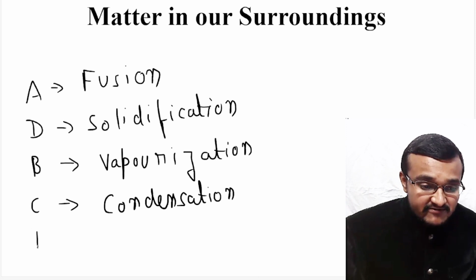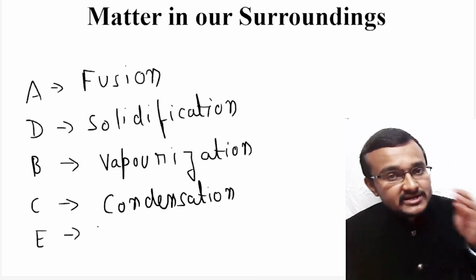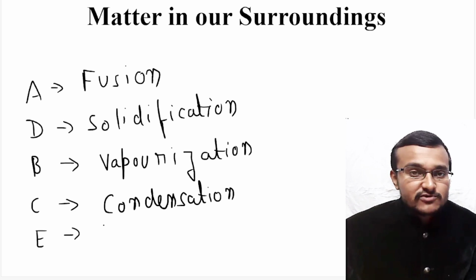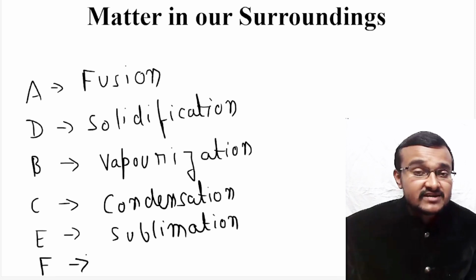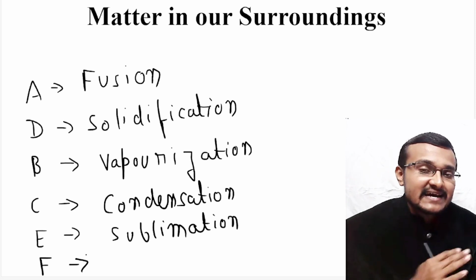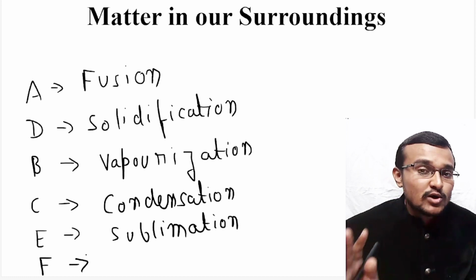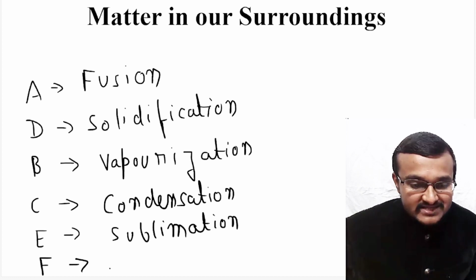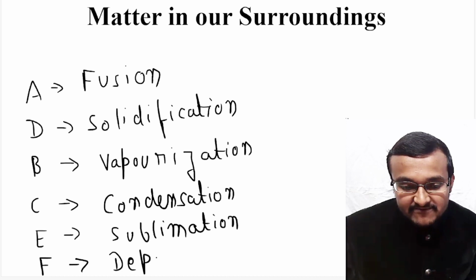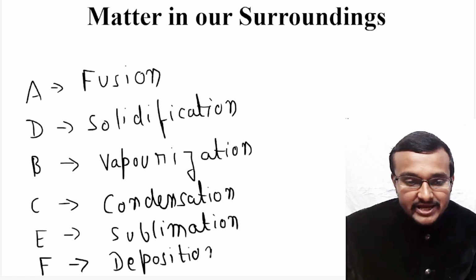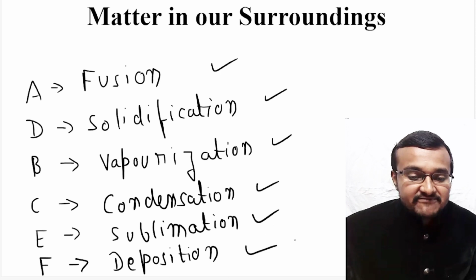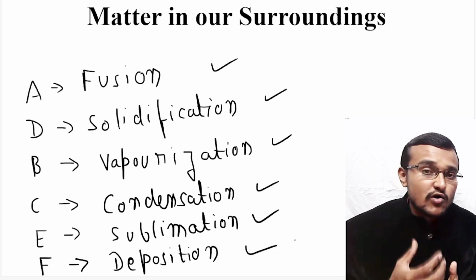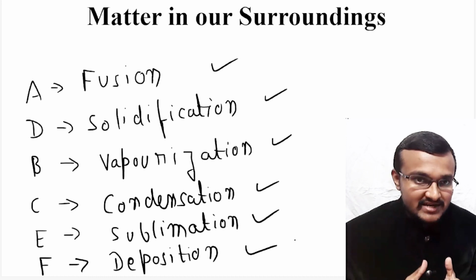The next pathway which they have given is E, that is solid getting converted into gaseous state directly without converting into liquid. That is known as sublimation. Coming to the F pathway, that is gaseous state molecules converting directly to solid state without converting into liquid state. This process is known as deposition. So the answer for F will be deposition. So A will be fusion, D will be solidification, B will be vaporization, C is condensation, E is sublimation, F is deposition. So I have given answers for all the exercise questions which are there in this 9th standard chapter 1.